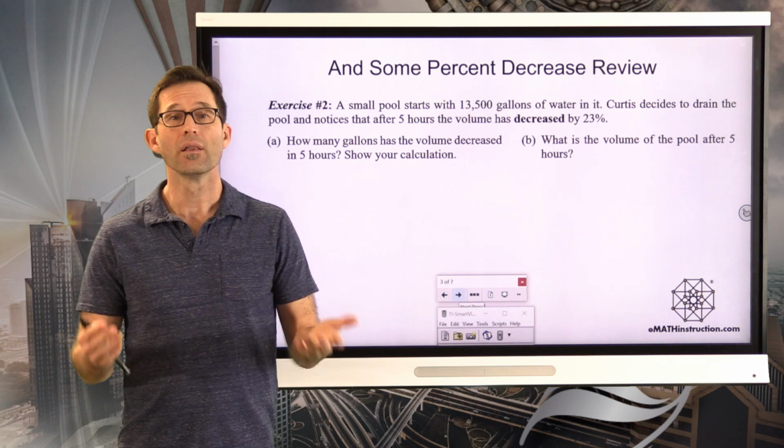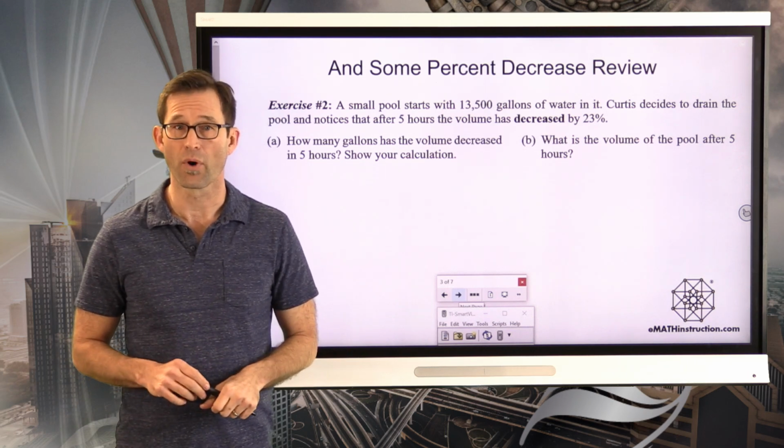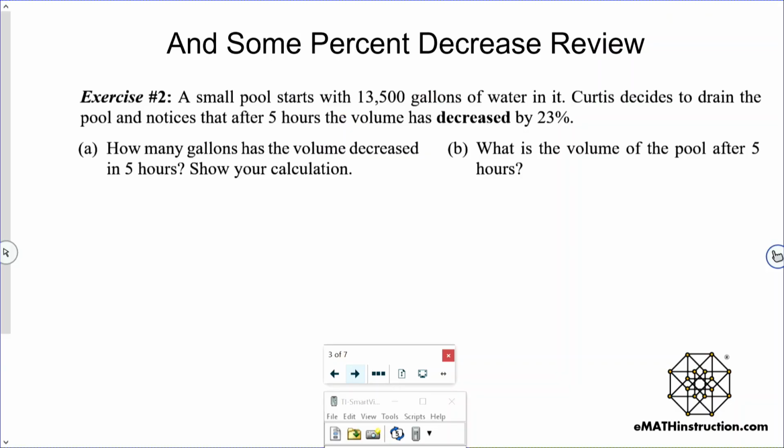All right, let's do a percent decrease problem. Exercise number 2. A small pool starts with 13,500 gallons of water in it. That doesn't sound small to me, but trust me, it is. Curtis decides to drain the pool and notices that after 5 hours, the volume has decreased by 23%. Letter A, how many gallons has the volume decreased in 5 hours?